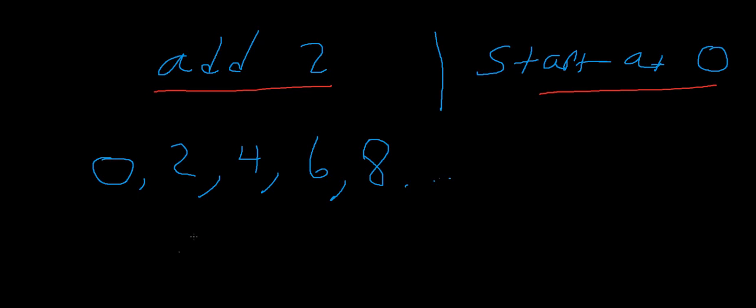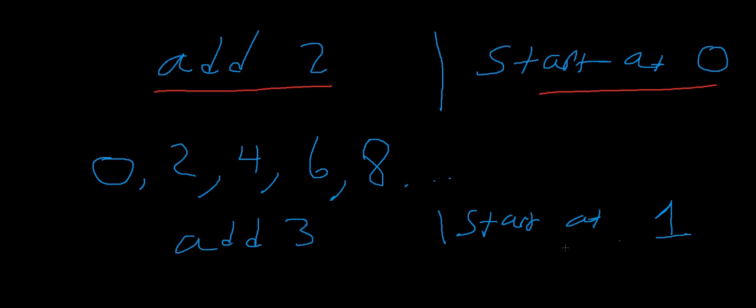Let's look at another rule. Let's say add 3, and then maybe this one we're going to start at 1. So here's how this would look. First, you always find where you're starting. That's the first number you're going to write. So that's going to be 1.